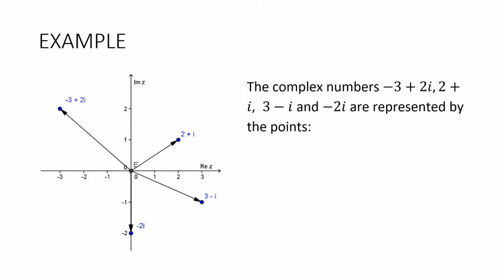So have a look at these complex numbers. They're represented by vectors drawn from the origin. This complex number, minus 3 plus 2i, would be represented by the point minus 3, 2. This one here, 2 plus i, it's got coordinates 2, 1. What about this one, 3 minus i? Coordinates are 3, negative 1. And then finally, minus 2i has coordinates 0, negative 2.